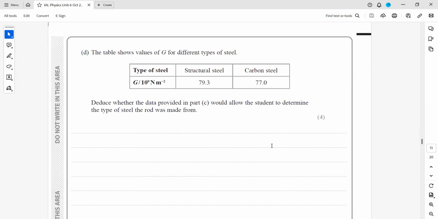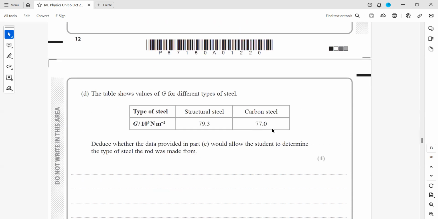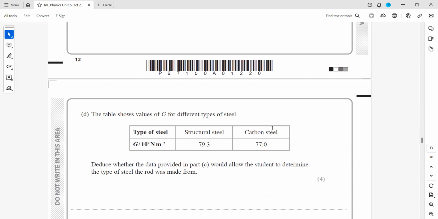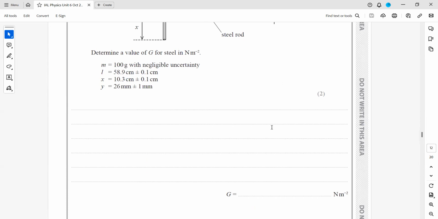In part D, the table gives the value of G for different types of steels. Deduce whether the data provided in part C would allow the student to determine the type of steel the rod was made from. One is a structural steel, another one is a carbon steel. And these are the uncertainties.